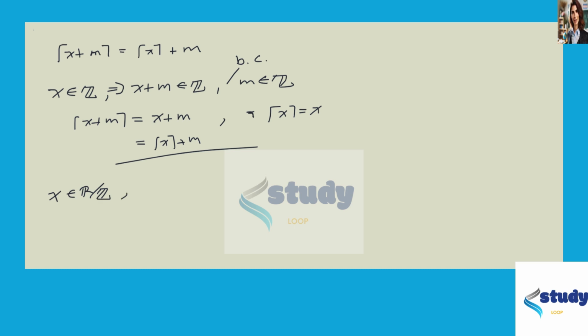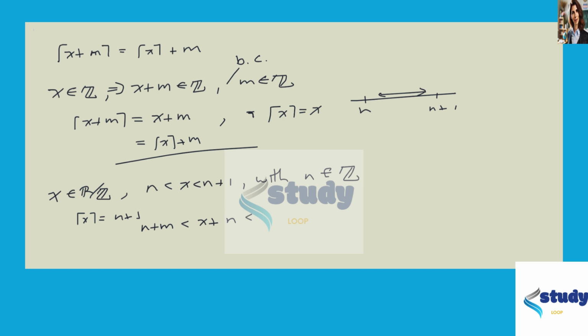then you have that x must be bounded by some interval, with n being some sort of integer, right? So you have n and n plus 1, and you have x somewhere in this. So you have ceiling of x is then n plus 1, and so you have n plus m is less than x plus m is less than n plus m plus 1.